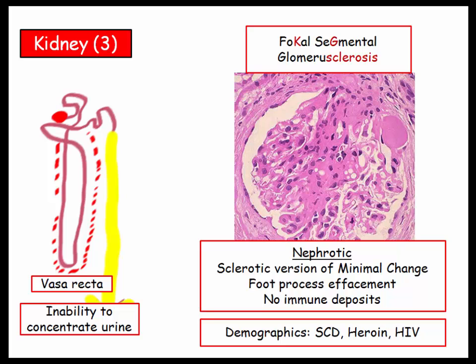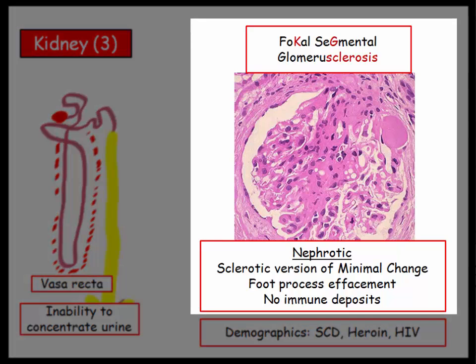The bigger issue is focal segmental glomerulosclerosis. It's a good descriptive name. Focal refers to involvement of part of the kidney, thus the spelling with the K. Segmental with a big old G refers to injury to part of the glomerulus. Sclerosis is just that, scarring. So FSGS is a nephrotic syndrome.